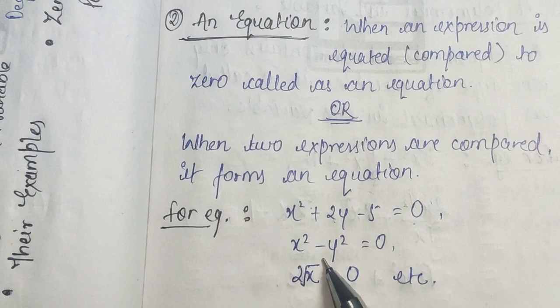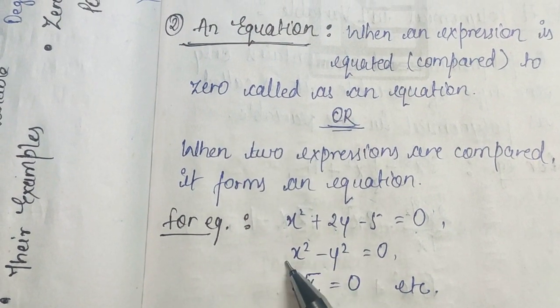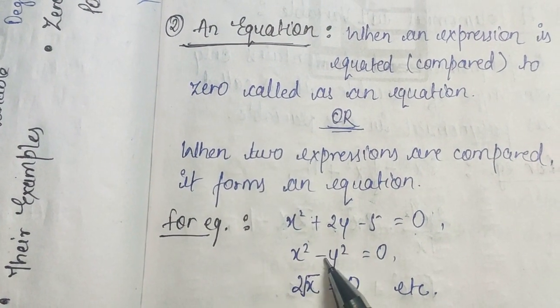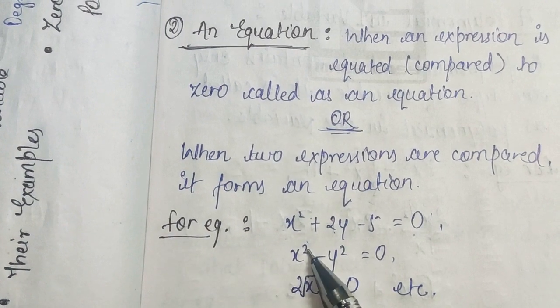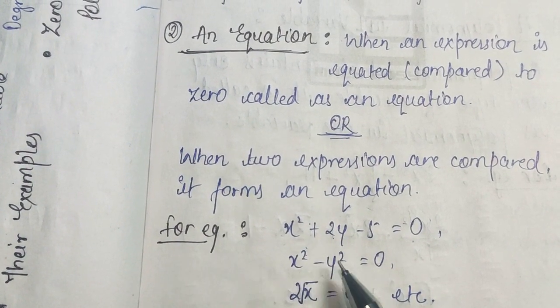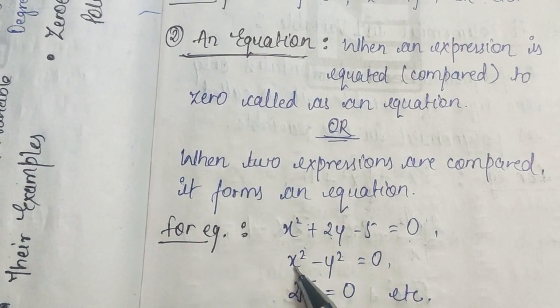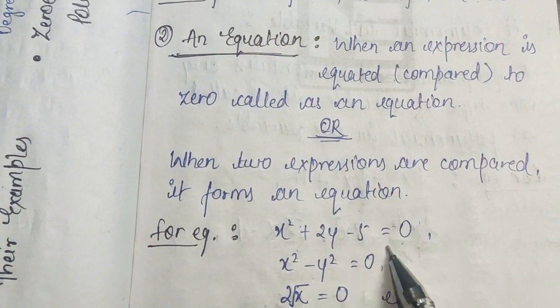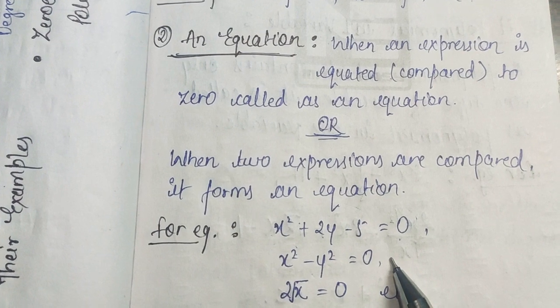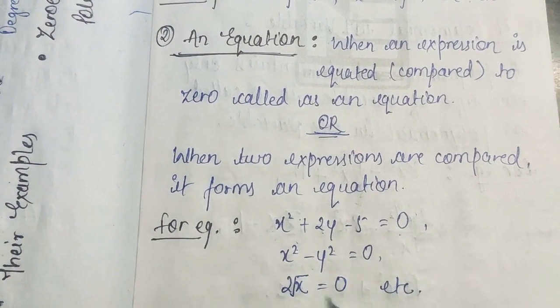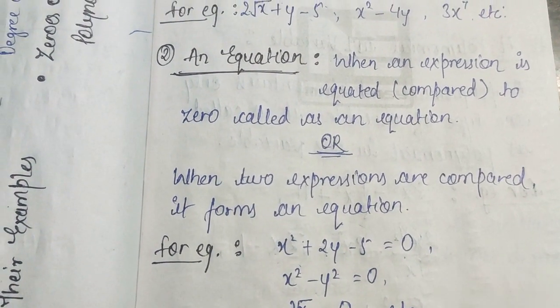This is also an equation because you can also write x square equal to y square. So x square is an expression and y square is also an expression. When two expressions are equated, you have formed an equation. So these are some examples of equations.